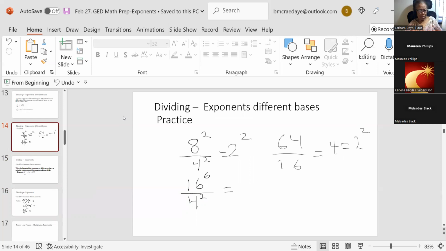Say that answer again, Mercedes. 16,777,216. That's correct. These technical things, sometimes I'm trying to get it right on here. That is correct. That's what you have. I was trying to get it right on the screen.